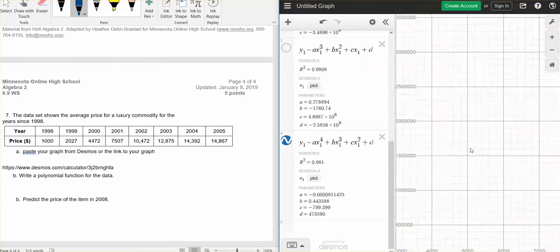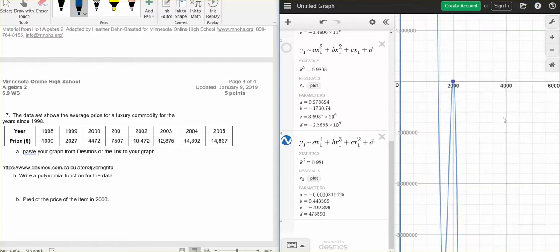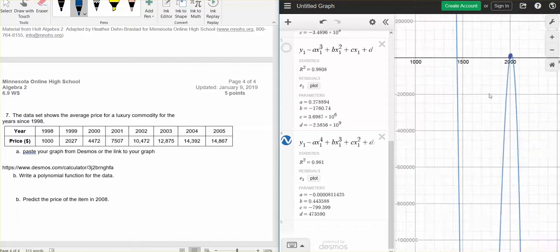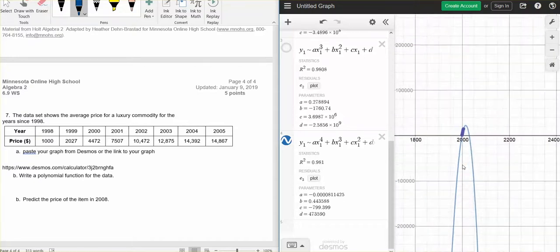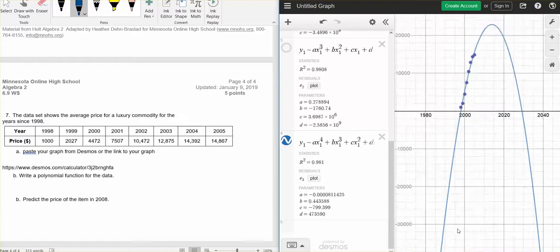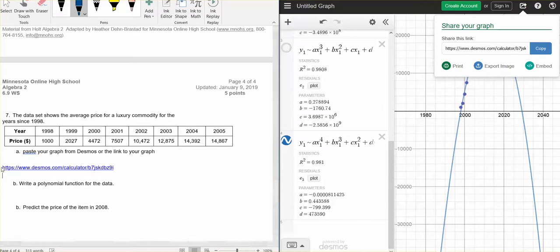I probably should have made my graph so that I could actually see the data points, because look at, they're so small. They don't even show up when I had it that way. There's my points. So let's get a new graph that shows that better. Because otherwise I'm not going to even see anything if you paste that in there. Alright, and then the polynomial function.